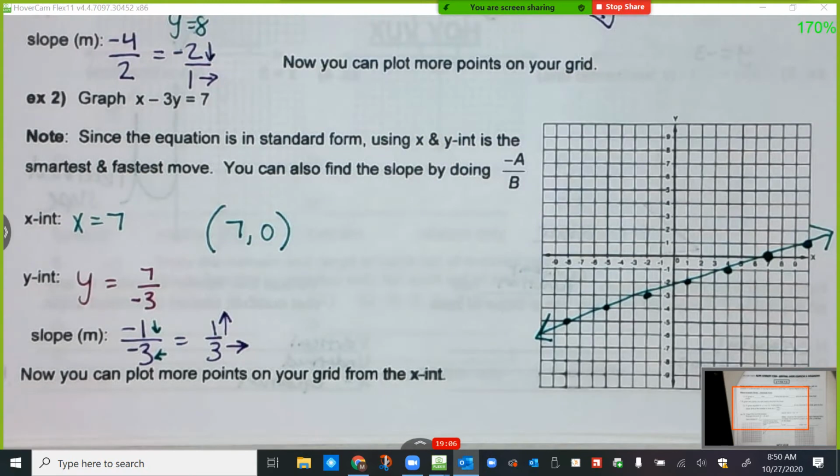Any questions with that? Comments, concerns?